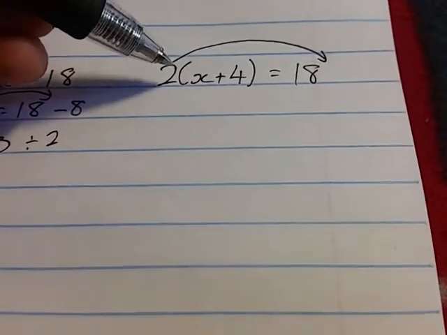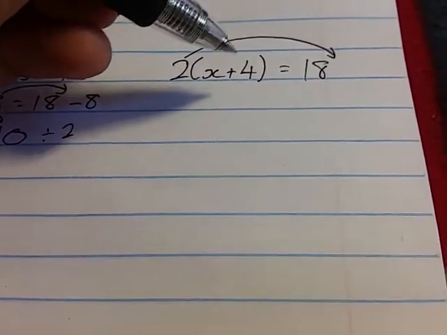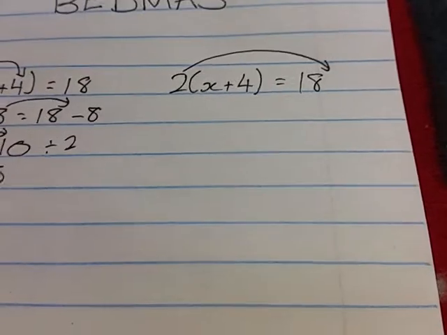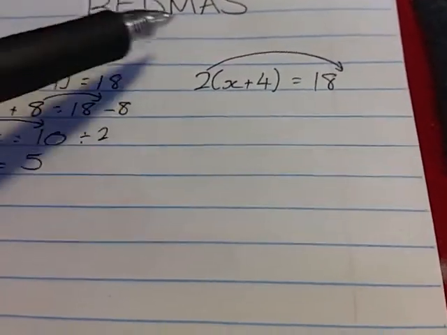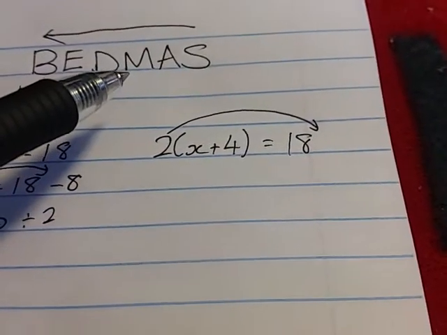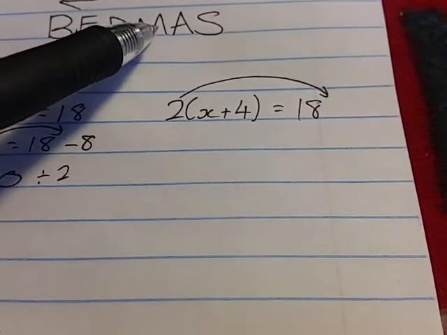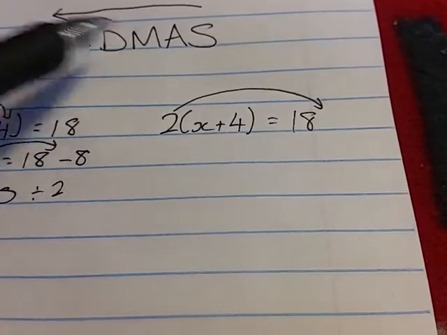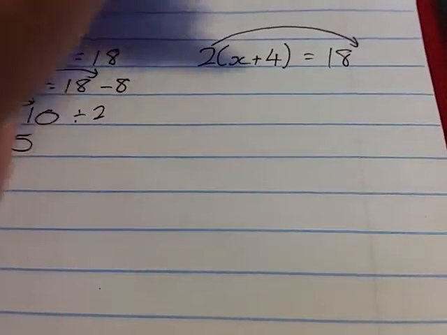Because remember, this can be read as 2 times the bracket x plus 4. So there's nothing wrong with you actually moving the 2 first. And reverse BEDMAS, as I will be referring to it from now on, will allow you to move the multiplication before the brackets.